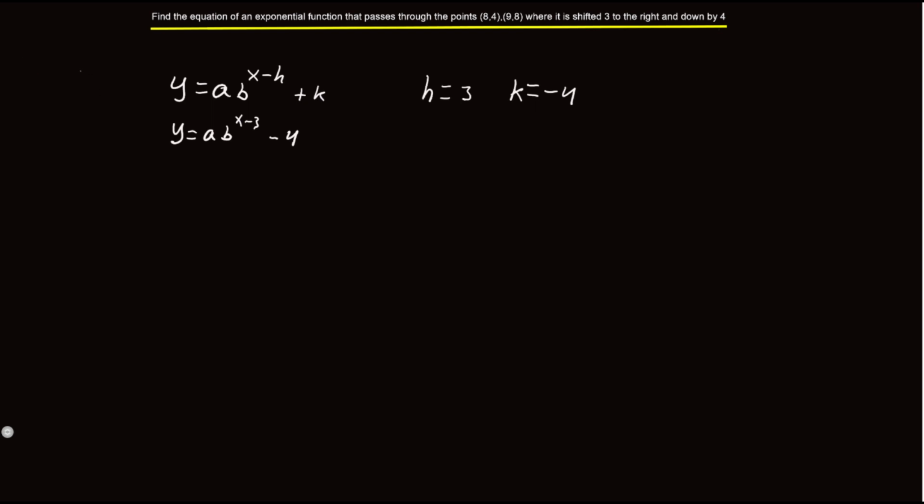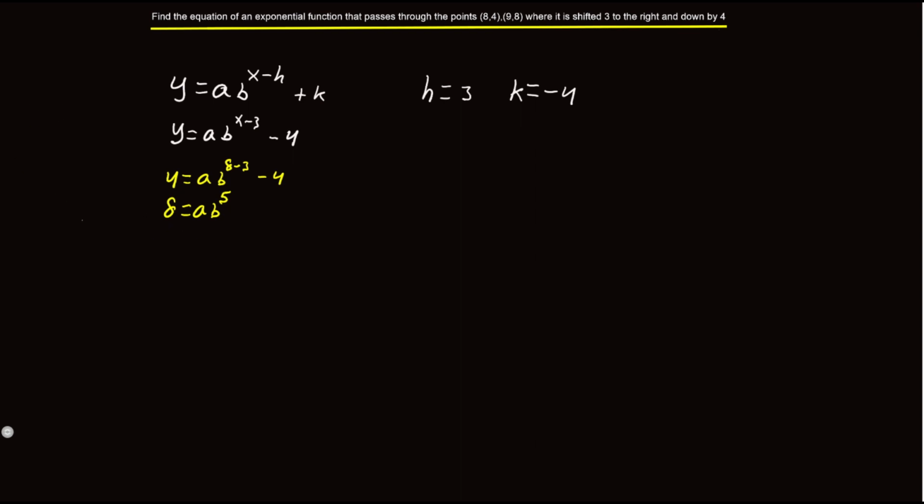So now that we have that, we will go ahead and plug in our x and y from our coordinates directly into y and x in our equation, where we will get 4 is equal to a times b to the power of 8 minus 3, minus 4. So let's go ahead and add 4 to both sides and also add the exponents, where we will get 8 is equal to a times b to the power of 5.